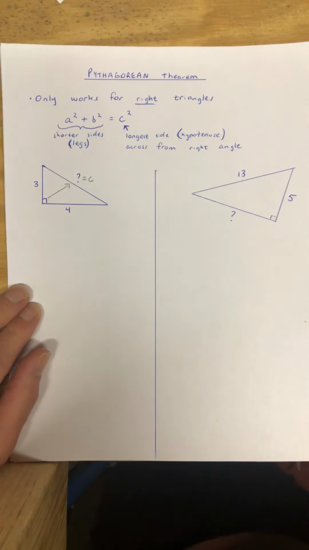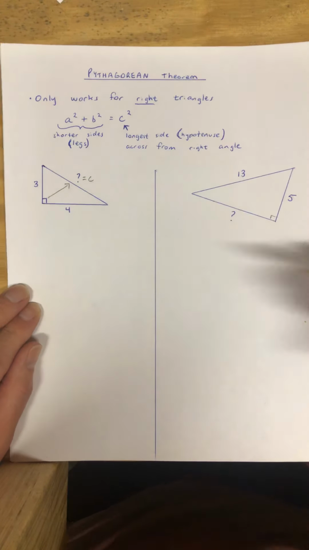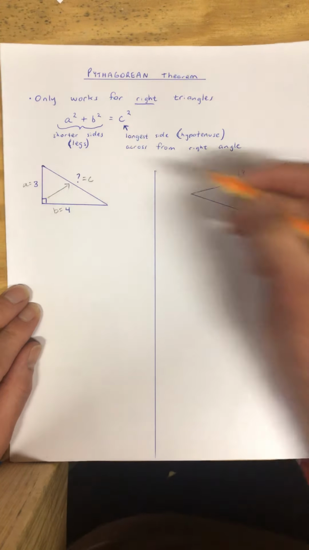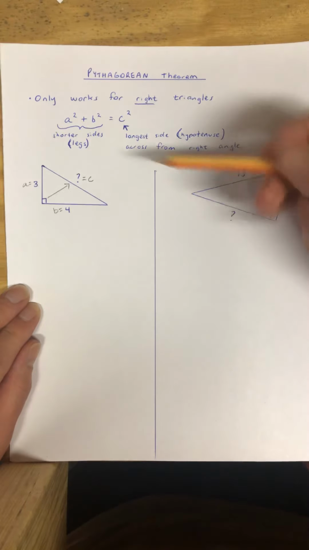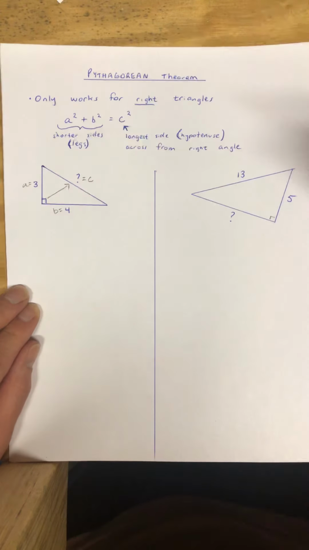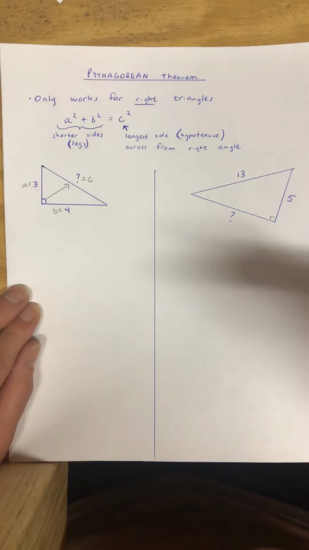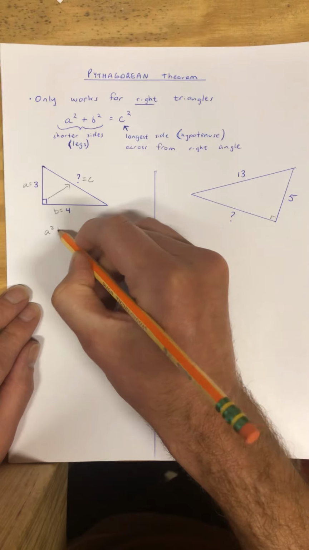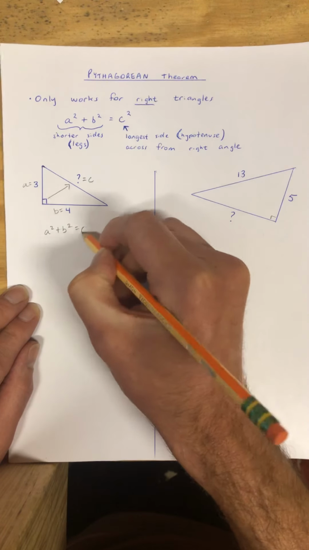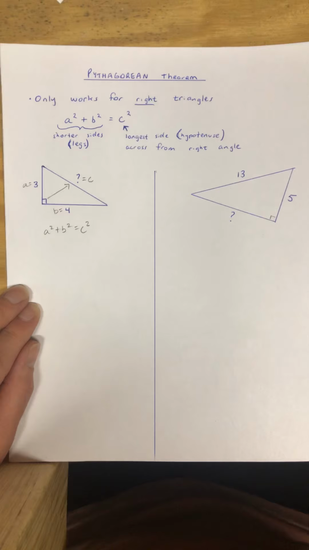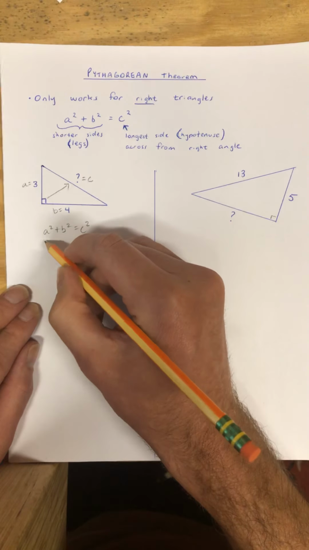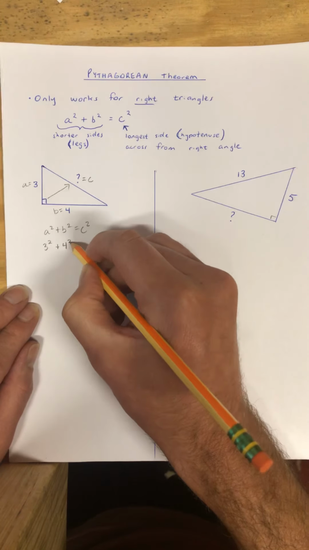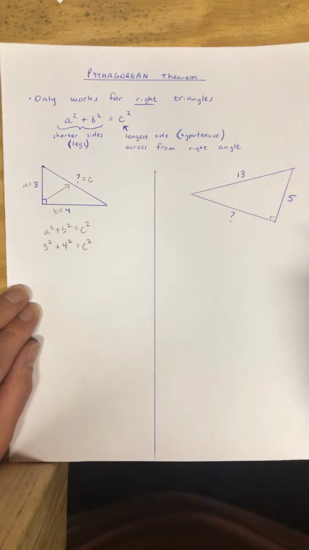Now, it doesn't matter which one is which because we're going to add them together. If we say that A equals 3 and B equals 4, that is fine. We could also, if we wanted to say B is 3 and A is 4, we would get the same answer. But for this problem, we're just going to roll with what we have. So again, the formula is A squared plus B squared equals C squared. And we're going to substitute in what we know. A is 3, so we have 3 squared, plus B, which is 4 squared, equals C squared.